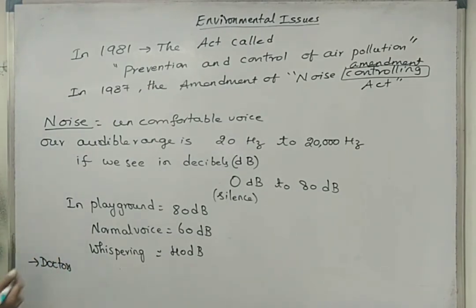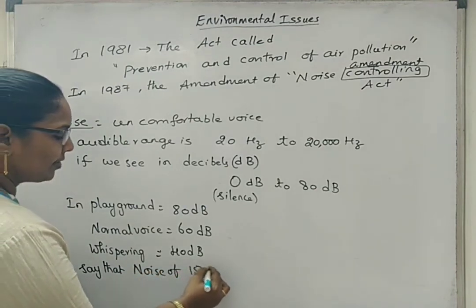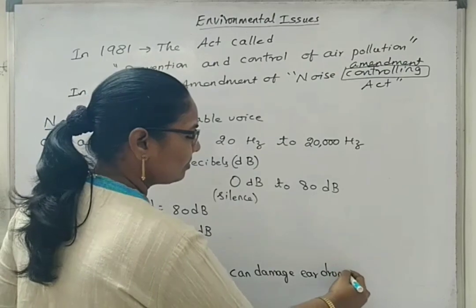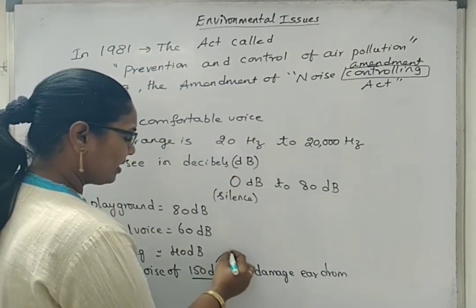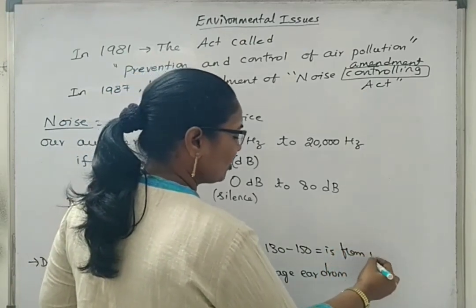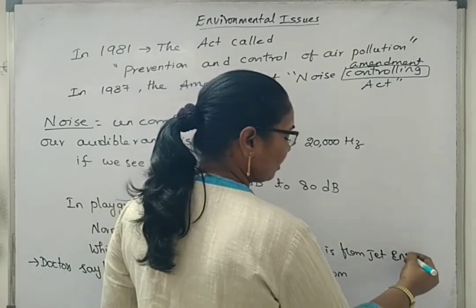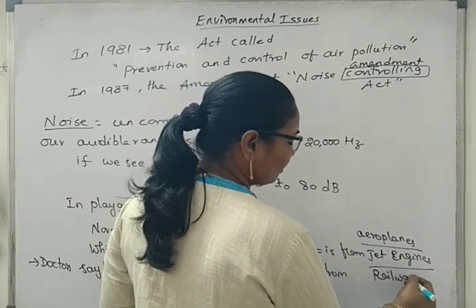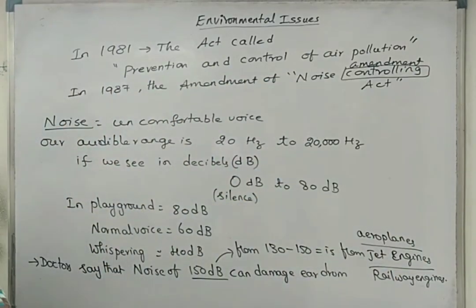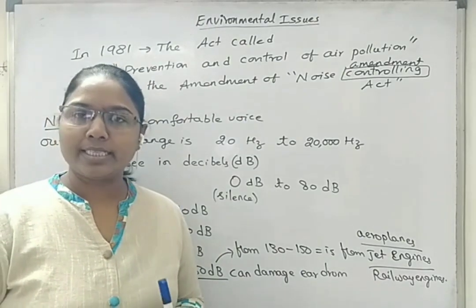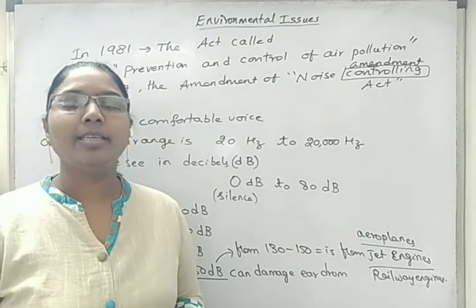Doctors say that noise of 150 decibels can damage the eardrum. What is the eardrum? Tympanum. Next, from 130 to 150 decibels is the noise from jet engines, aeroplanes, and rail engines. When this louder noise is continuously heard for 6 hours, it causes the release of one of the hormones in the human body, that is nothing but adrenaline.